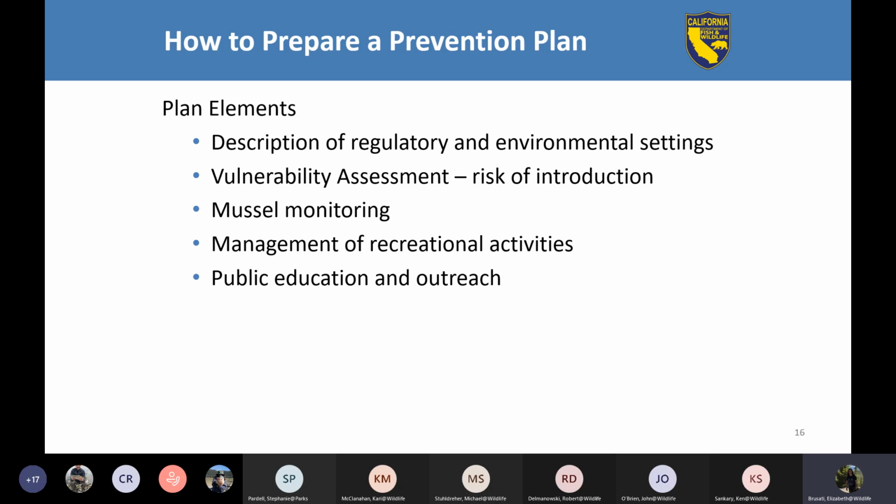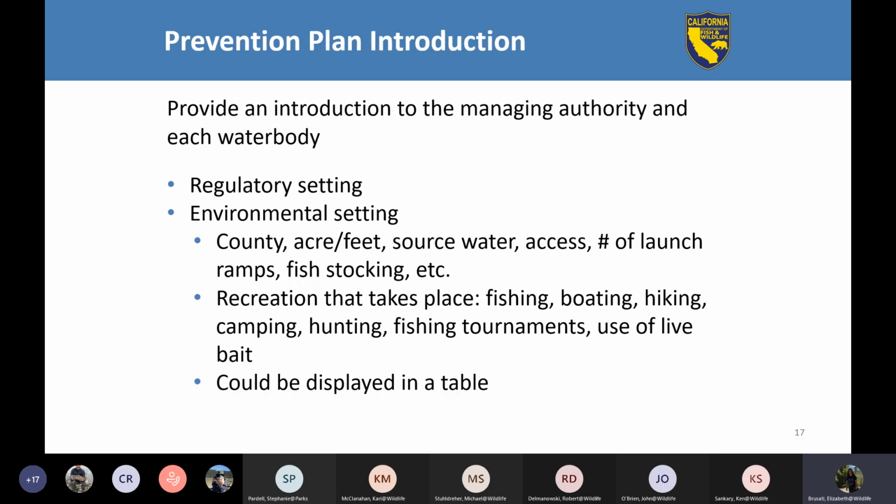So the elements you want to include in the prevention plan initially is to start off with a description of the regulatory and environmental setting. Again, vulnerability assessment, monitoring, management of recreational activities, and education and outreach. So for the introduction, you want to talk about who the managing authority is for each water body. A plan can cover multiple water bodies, multiple reservoirs. And in fact, if you have a system with several reservoirs, it's good to have one plan that covers all of them so you can consider all the information in a comprehensive way and consider the connections between them.